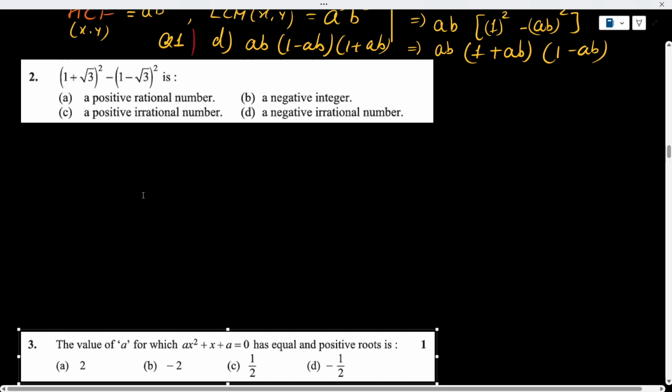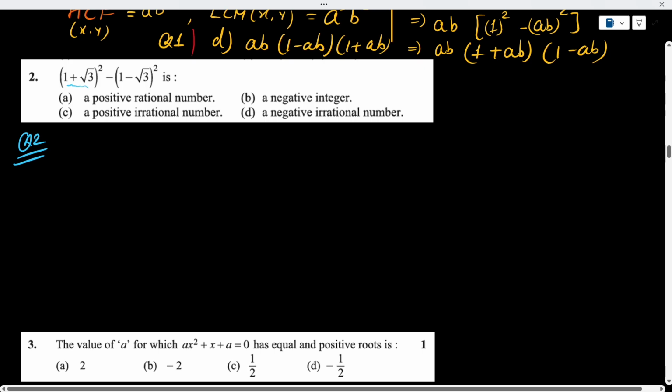If you'll see, it says question number 2: (1 plus root 3) whole square minus (1 minus root 3) whole square is which kind of number? So please, here we need to do simplification. Don't directly look and choose the option. Because 1 plus root 3 is an irrational number, but without doing simplification, I should not directly choose one of the options. So how will I do it here?